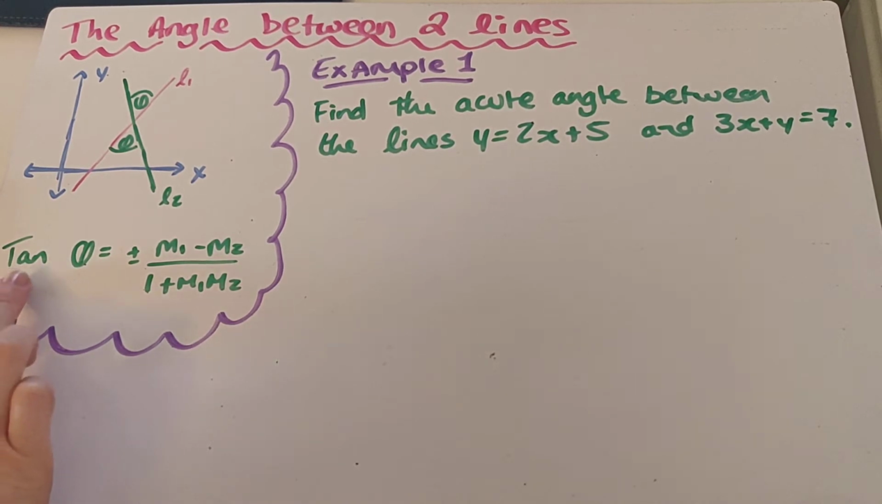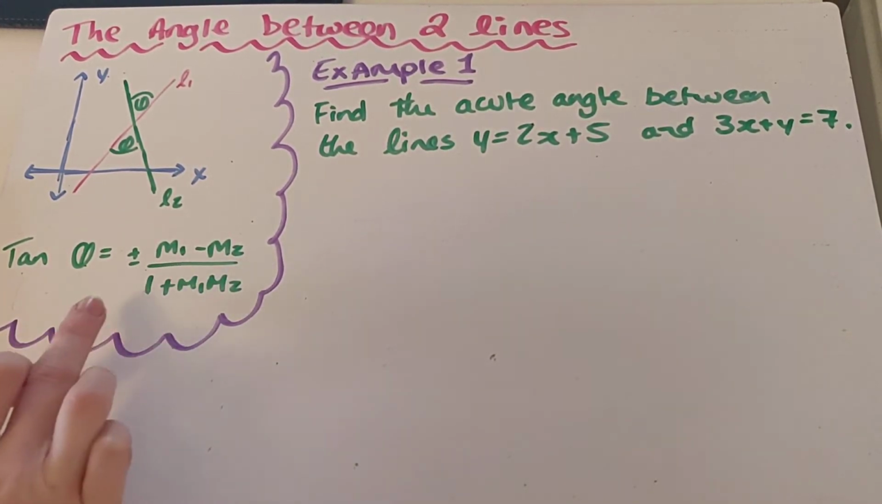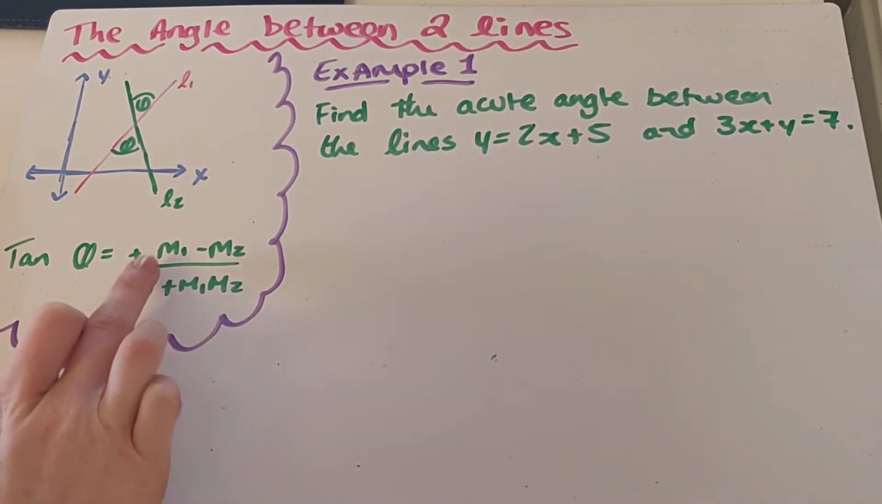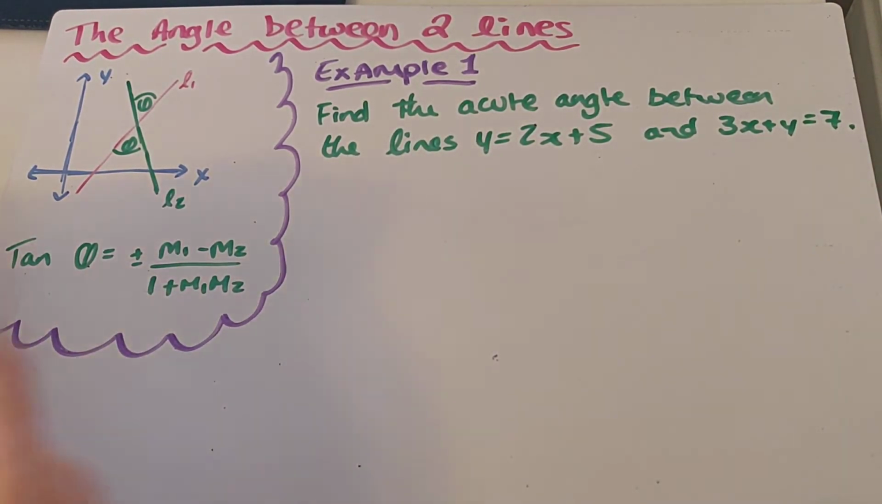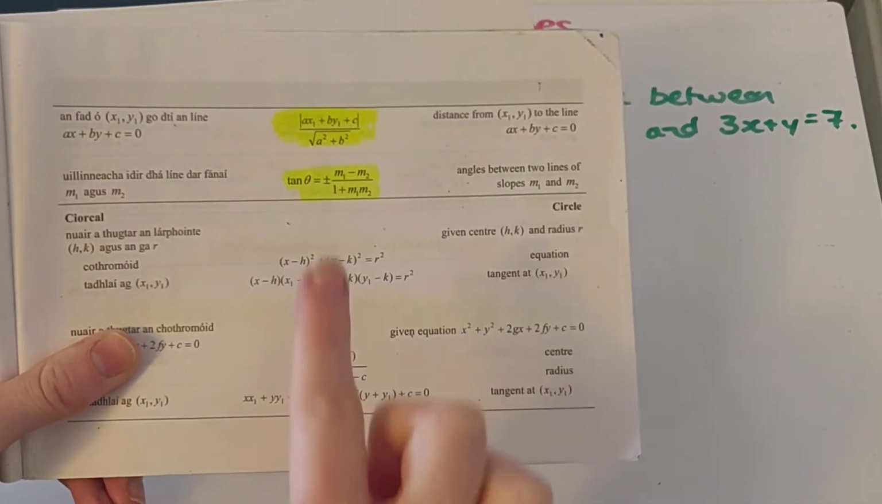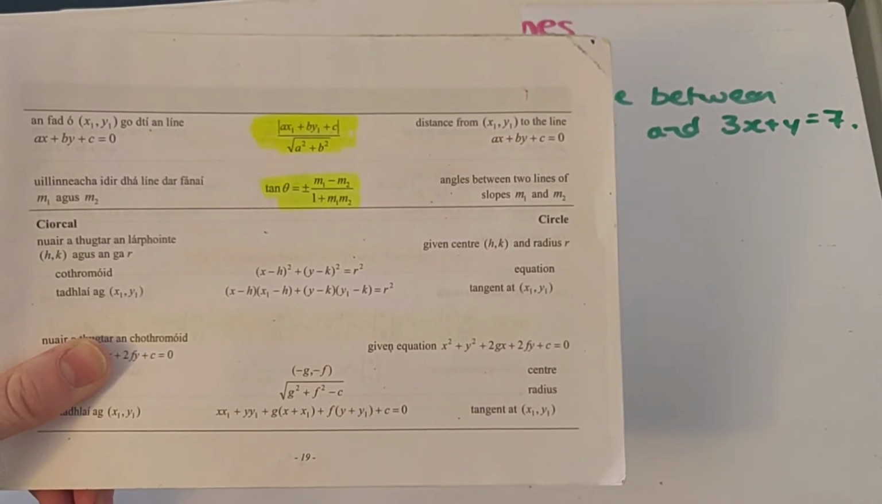And the formula that we have here is that tan of theta is equal to plus or minus m1 minus m2 over 1 plus m1 times m2, where m1 would be the slope of line 1 and m2 is going to be the slope of line 2. And we can see this formula can be found here again on page 19 in our log tables, just under the last formula that we did on the perpendicular distance of a line.